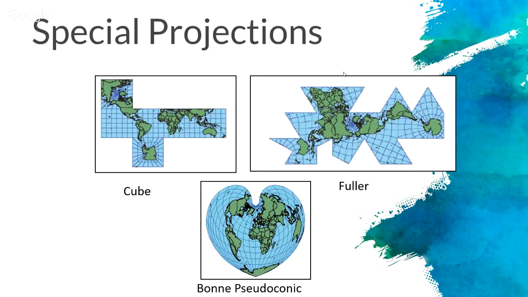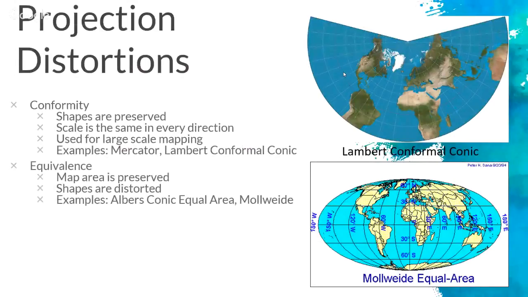And so there's more. If you look at this globe, there's also this cute little heart-shaped globe, the pseudoconic. So there are lots of projections out there. Some of them have conformity.